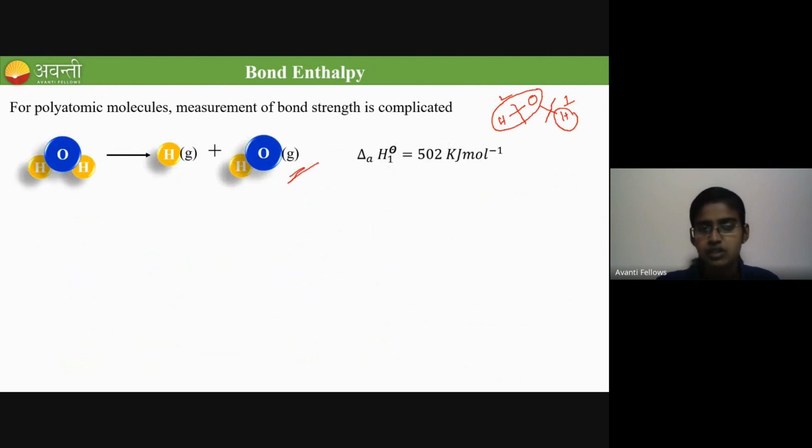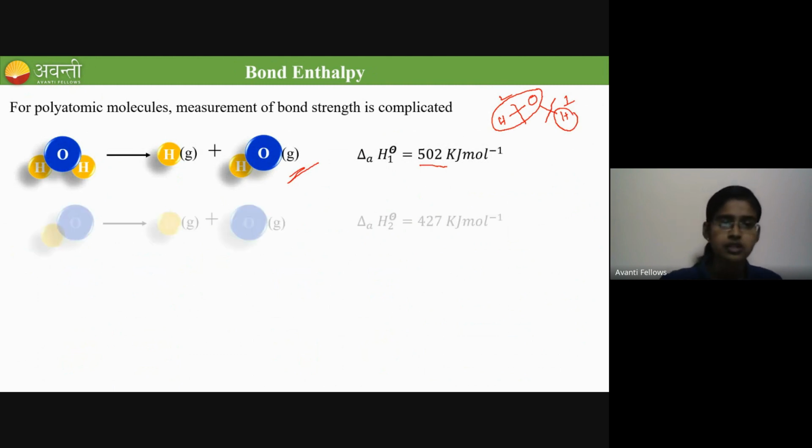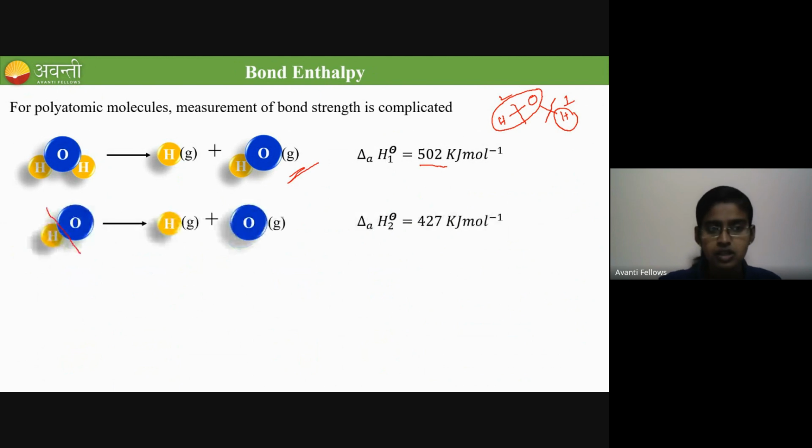The energy required to break the first bond is 502 kilojoule per mole. If I want to break the second bond, that is the OH bond, then I have to supply 427 kilojoule per mole of energy. If I give that energy, it will give the corresponding constituent atoms, hydrogen and oxygen. For this type of species, how do we tell the bond enthalpy? If in the exam they ask you to find the bond energy for the water molecule, which value will you give? 502 or 427? Both the values are wrong.